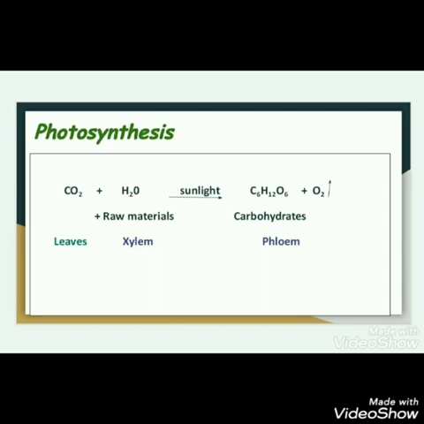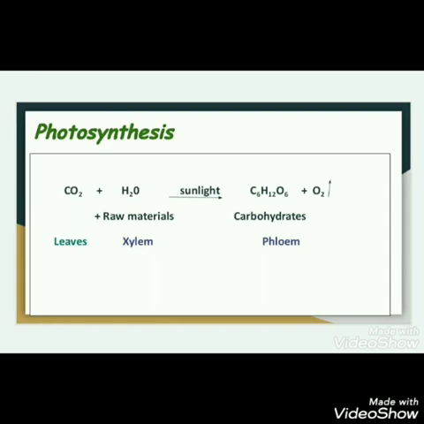The process of preparation of food by the plant is called photosynthesis. For photosynthesis, the plant requires carbon dioxide and water along with some raw materials like nitrogen, phosphorus, and minerals. So, in the presence of sunlight, the carbon dioxide and the water react to give carbohydrate and oxygen.